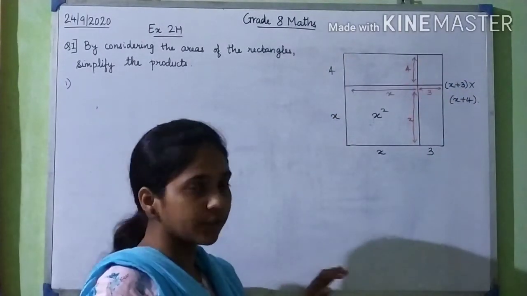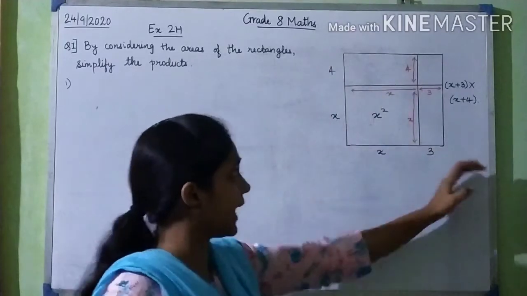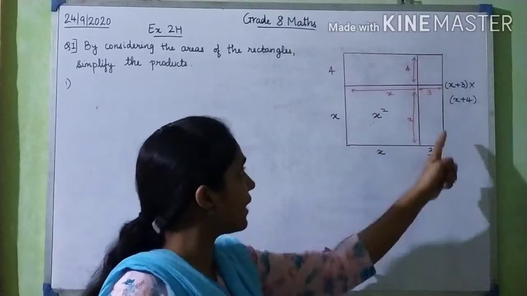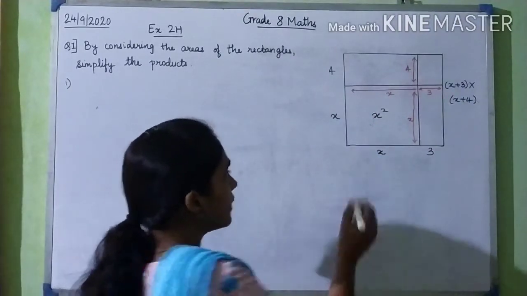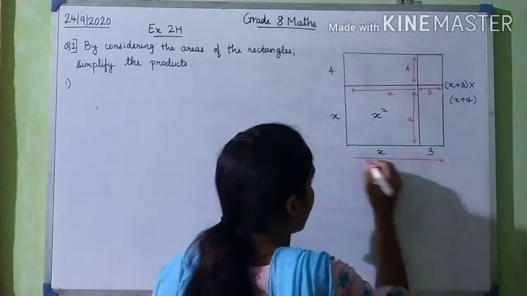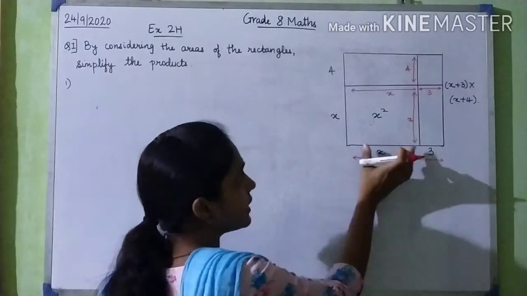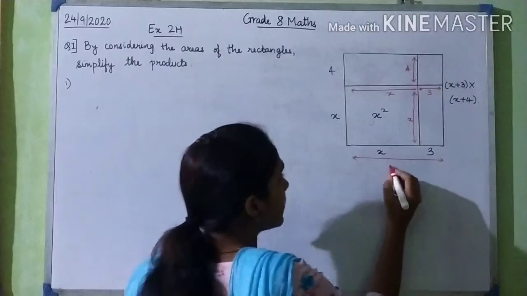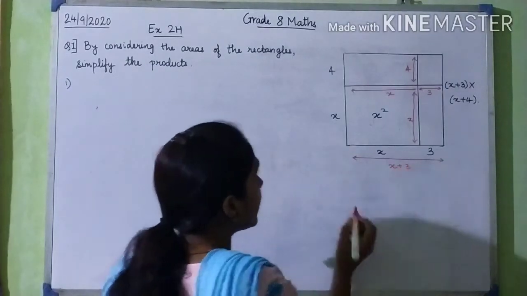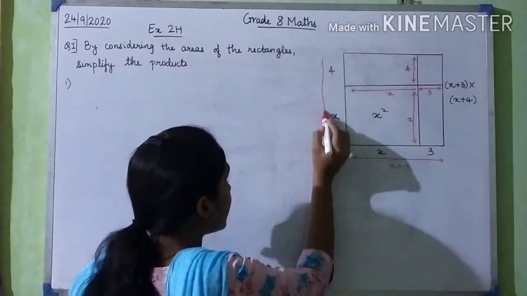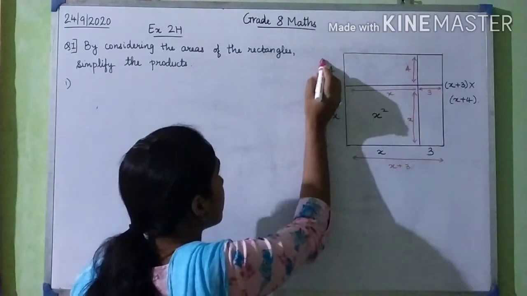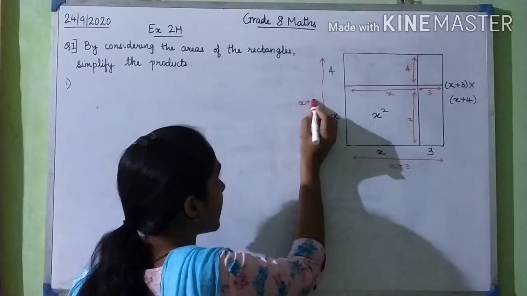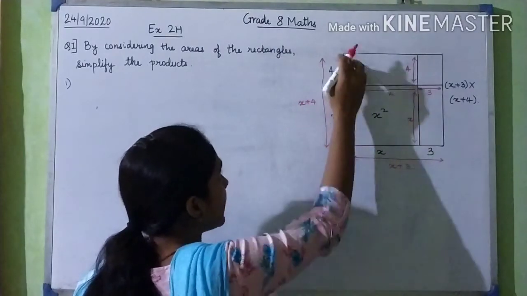And this is the bigger rectangle which is given to us. What is the length and breadth of the bigger rectangle? This whole is one rectangle. So what is its length? This much is x and this much is 3, so the total is x plus 3. Similarly, its breadth will be, this much is x and this much is 4, so its breadth will be x plus 4.